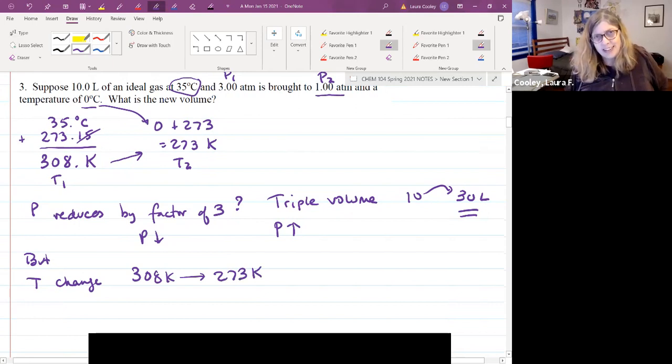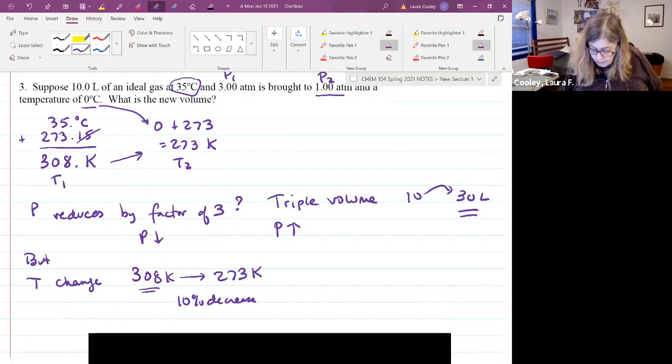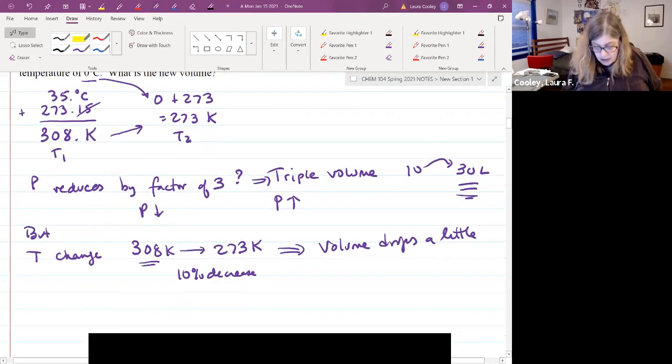This is not that dramatic in the real unit you have to use, which is Kelvin. This is maybe a decrease of about 10%, because 30 degrees would be about 10%, and that's about what the drop is, a little more than that. So the temperature dropping a little bit would lead to the volume dropping a little. Instead of having 30 liters, when we do this problem, you'll see it comes out to 26.6 liters.